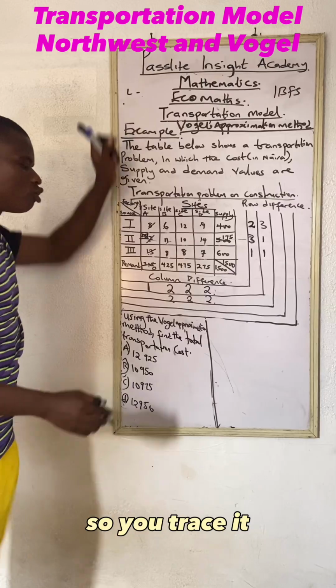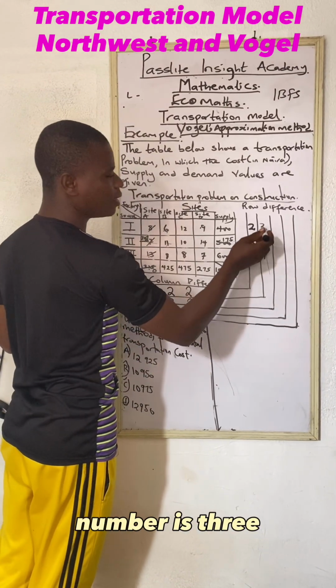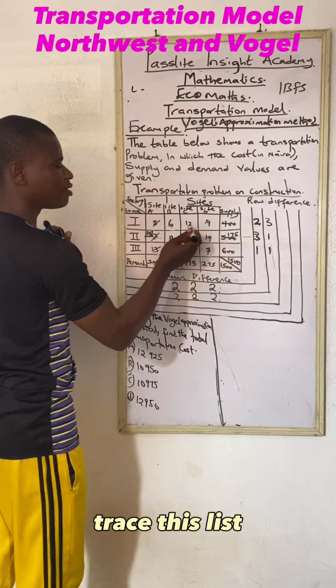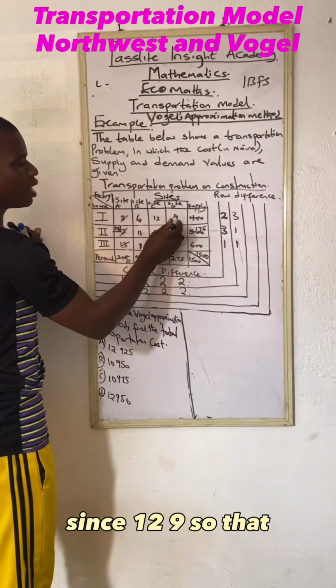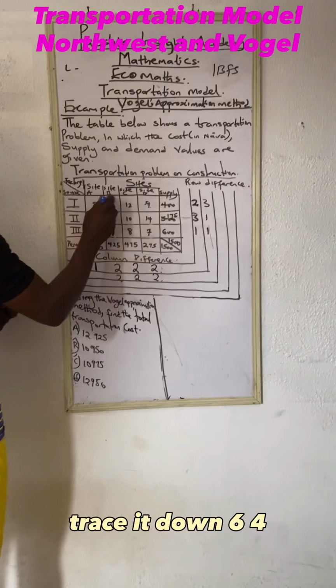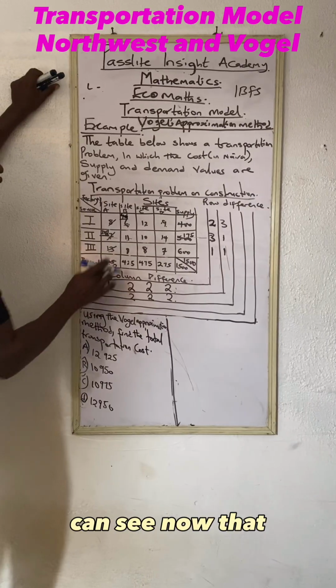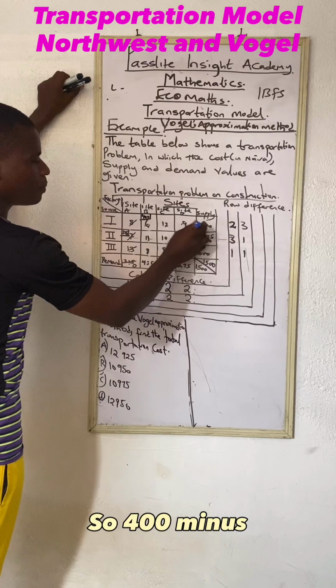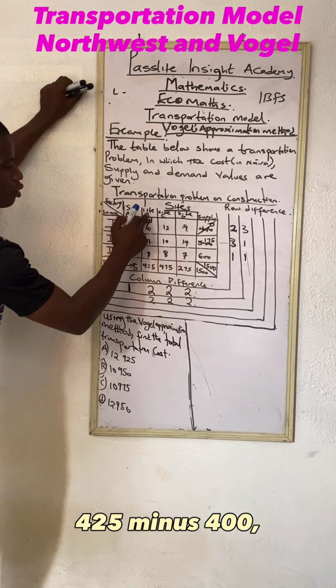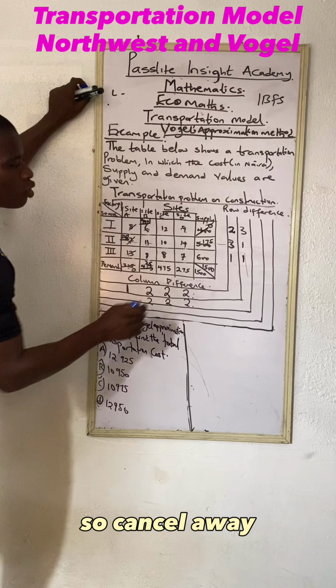So you trace it again. You look for the maximum number that you consider. The highest number is 3. So use it to trace this list among them. 6, 12, 9. So that is 6 under 6. So let's go there. Trace it down. 6, 4 to 5, 400. So this is 400. So 400 minus 400 is 0. 425 minus 400, that is 25.